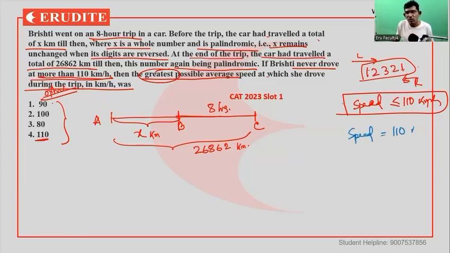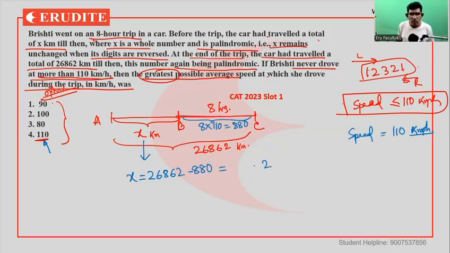So let's assume her average speed was 110 kmph, as per option 4, and check with this. Now let's do the calculation with respect to 110. Brishti drove for a total of 8 hours. So what is the distance she covered? 8 into 110, which is 880. So what is the distance covered before the trip? That means what is the value of x? Then x should be equal to 26862 minus 880. And what would that be? That is 2, 8.